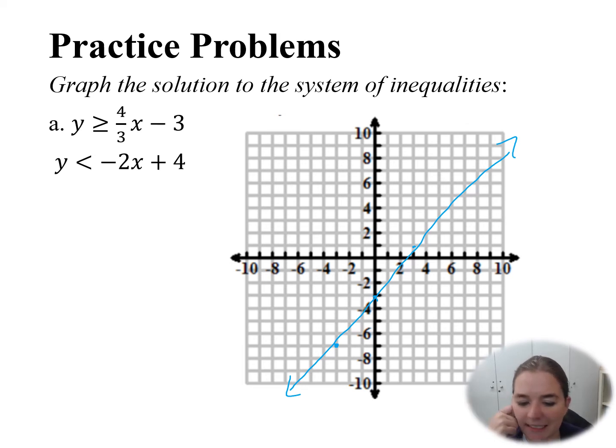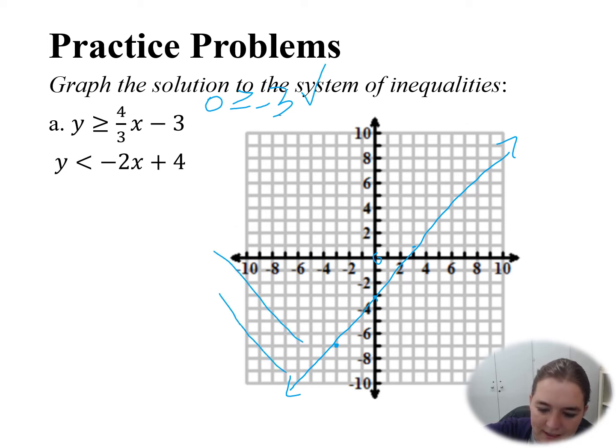Well, now I need to do the idea of a test point. Test point, in this case, (0, 0) works great. It's not on my line itself. And if I plug in 0 for y, and when I plug in 0 for x, it goes away. I need to determine, is 0 greater than -3? Well, in that case, it's true, so I'm going to shade the side that contains my test point.